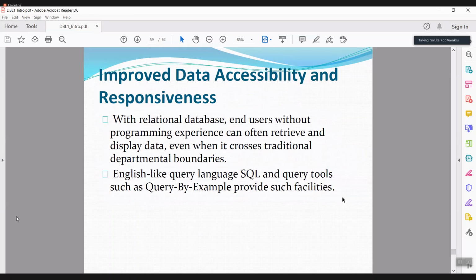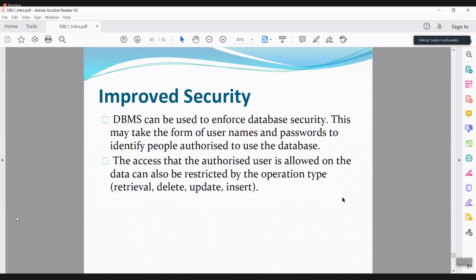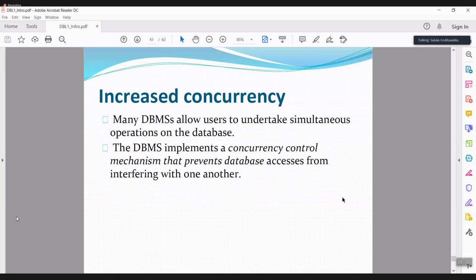And then the improved data accessibility and responsiveness, we already talked about with the database managers and the other components involved in the DBMS. They make sure that the accessibility is according to the expectations of the end users, and also that performance is at an acceptable level. And then the security also, we already discussed that. DBMS itself provides the security facilities.